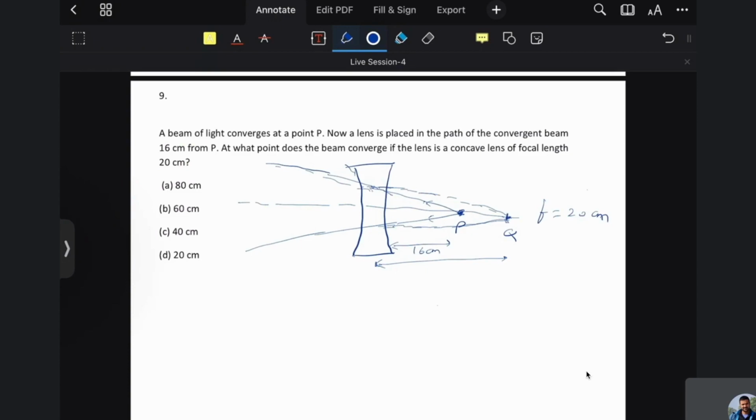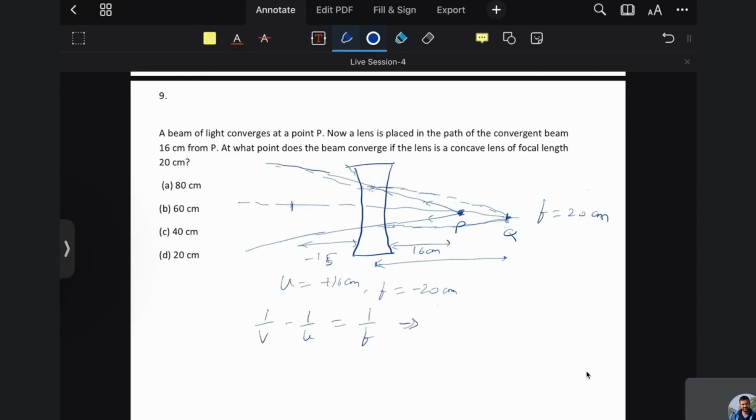Okay, at Q. So you can convert this problem into a simple object-image problem, by considering your object as P, and then it will form the image at Q. Then you have u equal to 16 centimeter, and focal length is given as minus 20 centimeter, because focal length is this distance measured in the opposite direction of the incident beam.